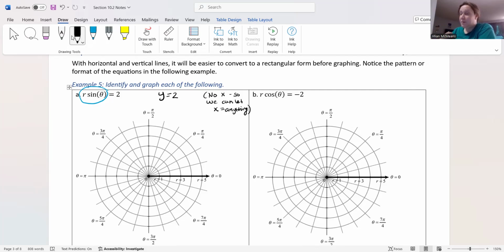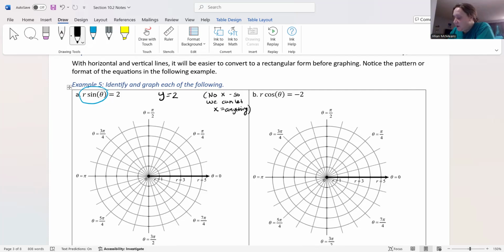And the best way I can get my students to remember this is: without an x, we're not going to touch the x-axis. And we have to touch the y-axis because we have a y. The only way that's going to happen for us is if we're parallel to the x-axis. The one exception, of course, is if we get y equals 0.